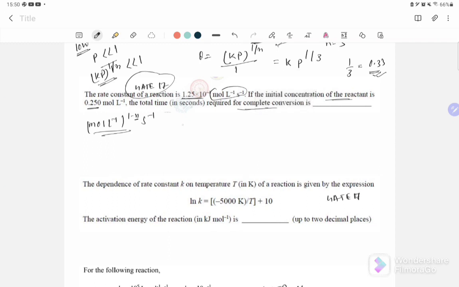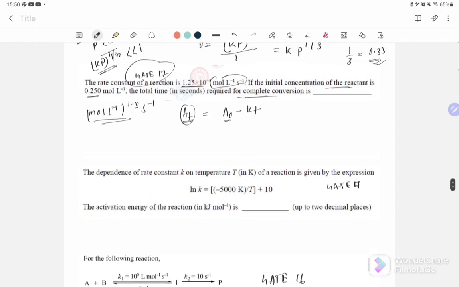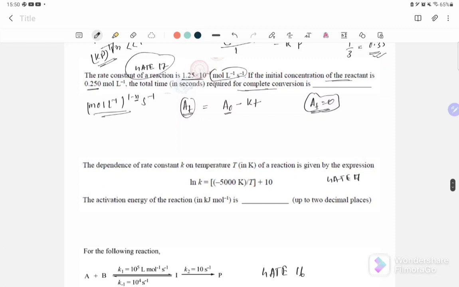The equation of zero order reaction is [A]t equals [A]0 minus kt, where t means time. At time t the concentration of A is [A]t. For a completed reaction, the remaining [A]t is 0, meaning all the reactant has converted to product, so 0 is [A]0 minus kt. So the time will be [A]0 by k.